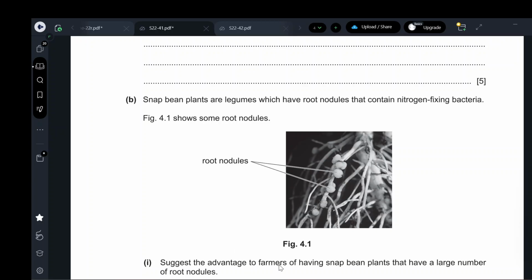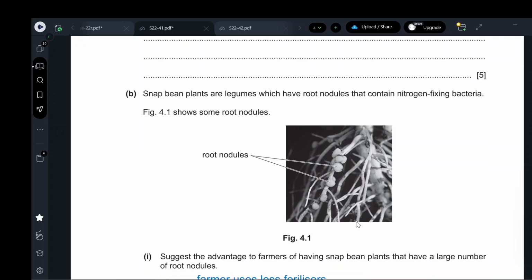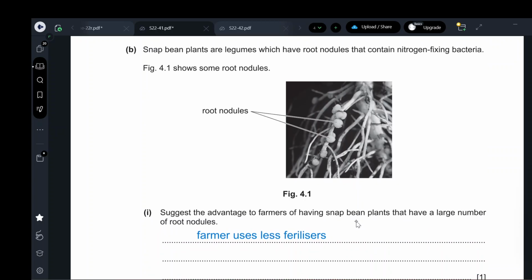Suggest the advantage to the farmers of having plants that have a large number of root nodules. Why would this be beneficial to the farmer? Legumes which have root nodules carry out nitrogen fixation, so they naturally increase the nitrates in the soil. Why would this be beneficial to the farmer? Because he will buy less fertilizer.